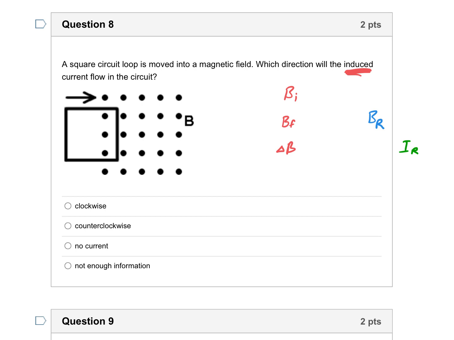Initially, it's out of the page, coming towards you. But since we're getting more and more area, the more that this moves into the region, we're getting more and more magnetic field through that loop. Therefore, the change is more and more out of the page. Therefore, the response magnetic field is into the page.